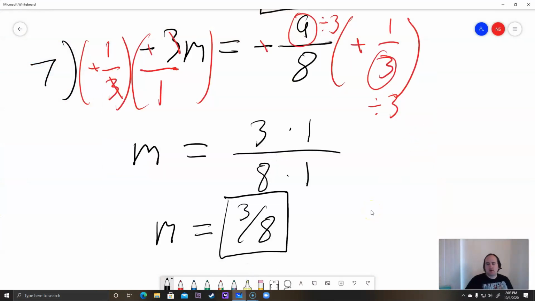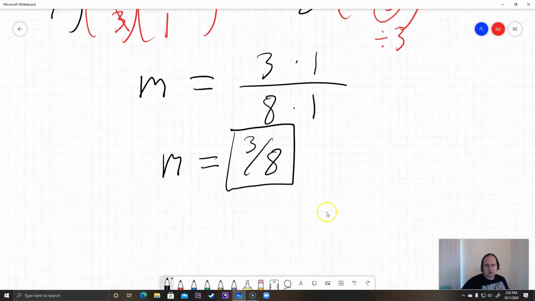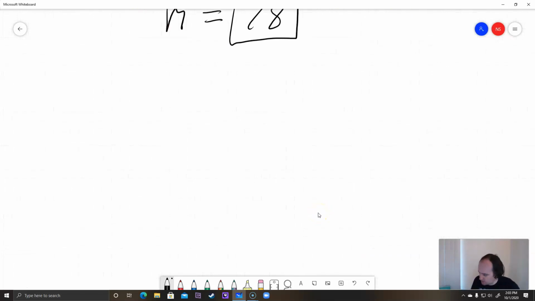Okay, so I know it seems like a lot of examples. It is a lot of examples, but I want to make sure you guys get solid on all this because a lot of people struggle with equations with fractions. So I wanted to cover pretty much every case. Problem number 8 is next.